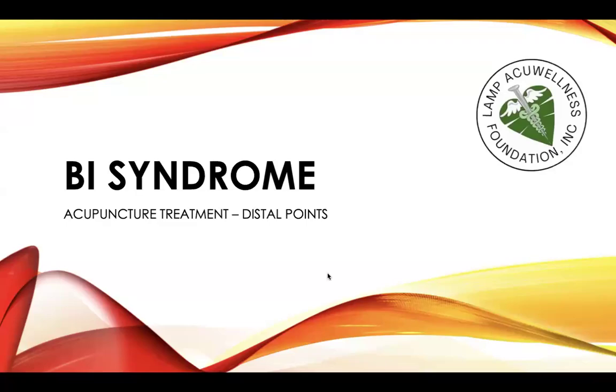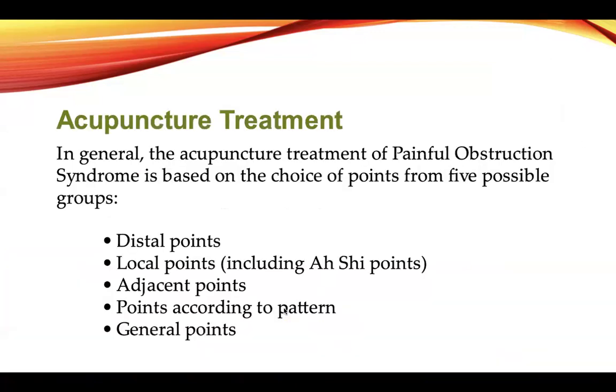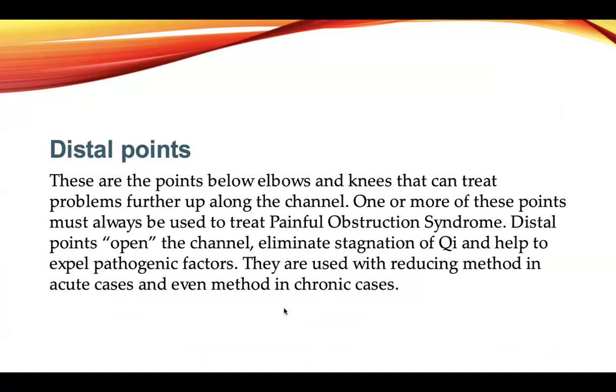Acupuncture treatment of painful obstruction syndrome using the distal points. In general, the acupuncture treatment of painful obstruction syndrome is based on the choice of points from 5 possible groups: distal points, local points, including Ashi points, adjacent points, points according to pattern, general points.